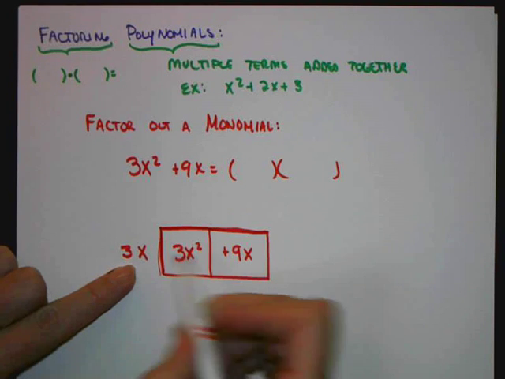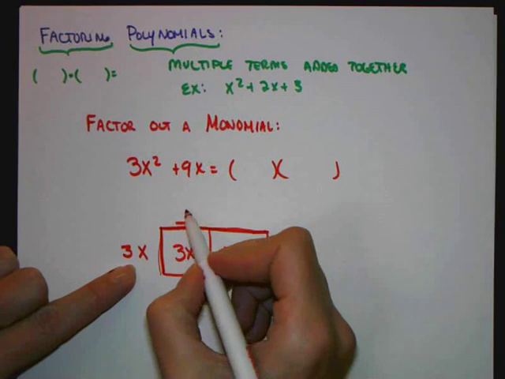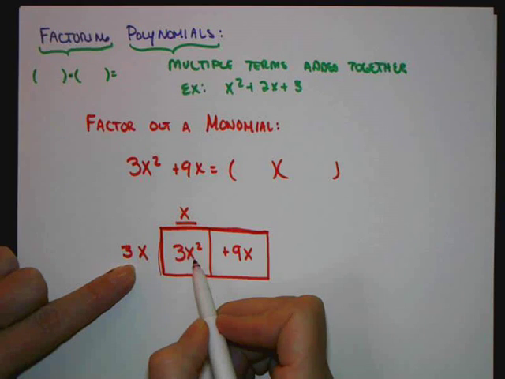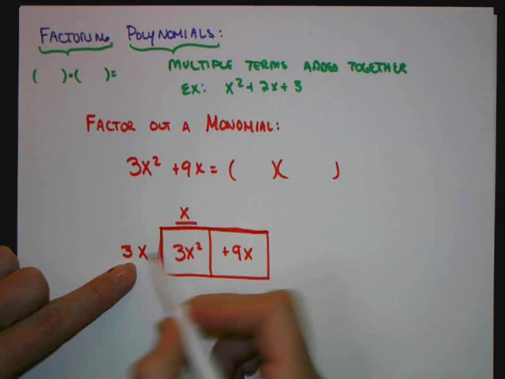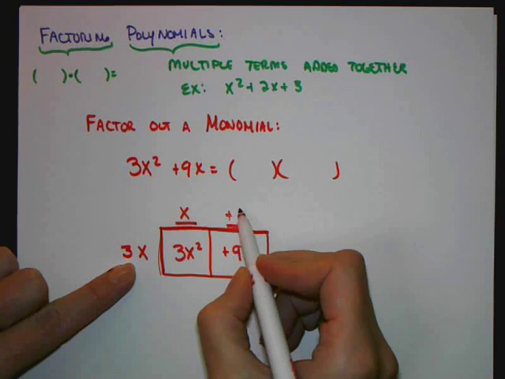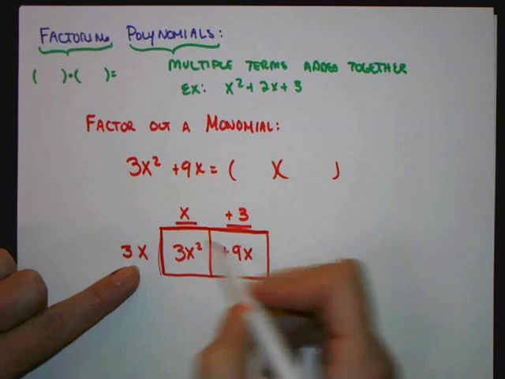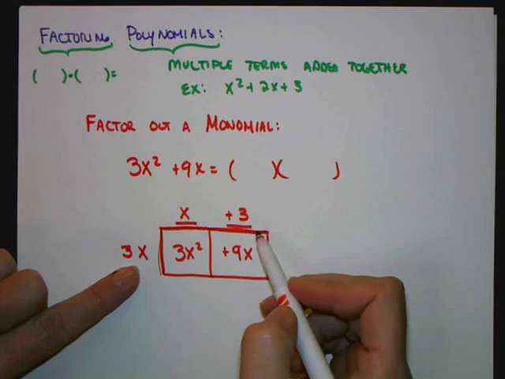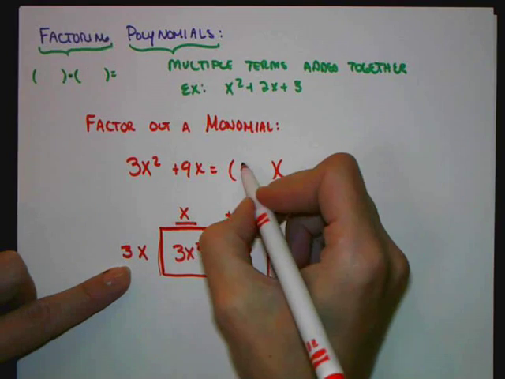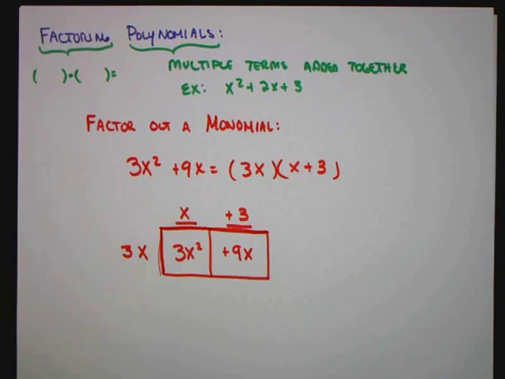So now I'm asking myself, 3x times what gives me 3x squared? Well, it must be 3x times x to give me 3x squared. Then I'll ask myself, 3x times what gives me positive 9x? That case is positive 3. So I think that I have the factors, the length and width of a rectangle that has an area of 3x squared plus 9x. I think those two factors are 3x and x plus 3.